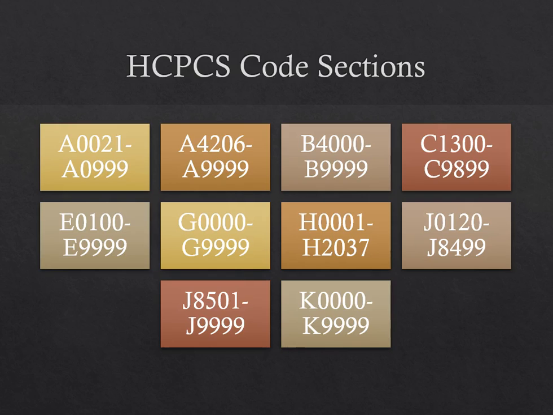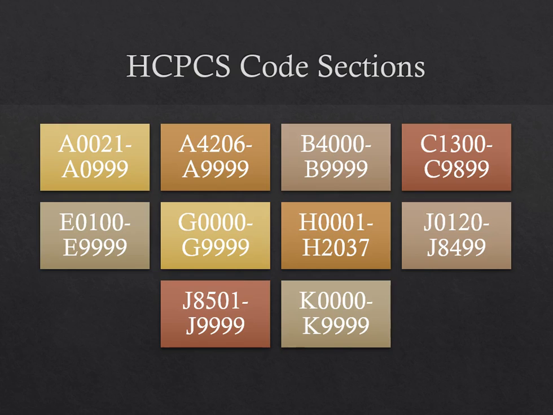B4000 through B9999. This is where we have enteral and parenteral therapy. So here you're going to find things like a patient that needs Ensure that's provided via enteral or parenteral infusion services, just to name a few.